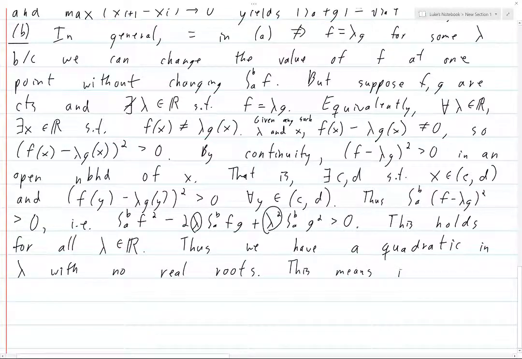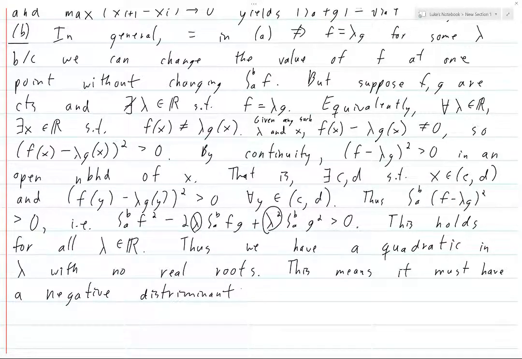This means it must have a negative discriminant. Because if a quadratic has a discriminant which is greater than or equal to 0, then it has real roots. And it doesn't have real roots, meaning that its discriminant must be negative, i.e., 0 is greater than the discriminant.